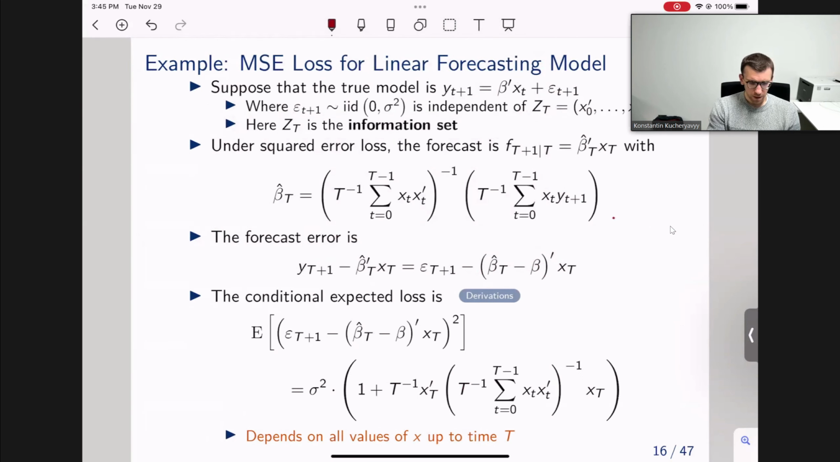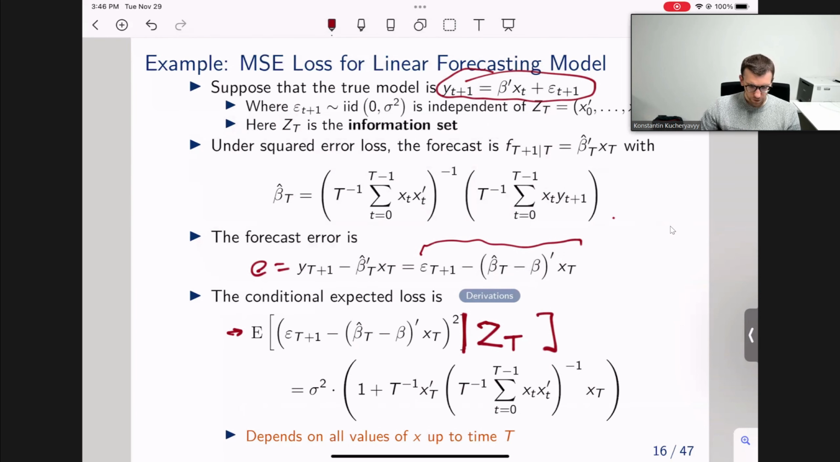So far so good. Then the forecast error will be the difference between the outcome, the true outcome y_{t+1}, and the forecast, which, if we substitute the model for the outcome, gives us this. Then, on the mean squared error, the conditional expected loss is this. Sorry, I forgot to write Z_T here. So conditional on Z_T, we can calculate and it will give us this expression.